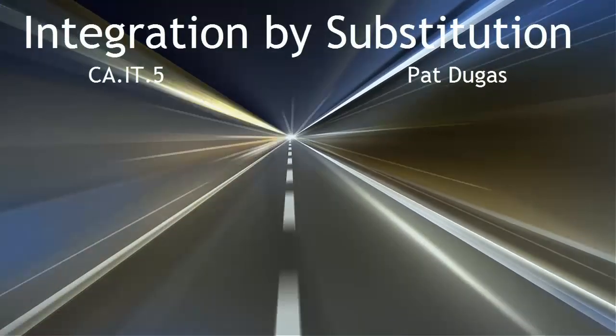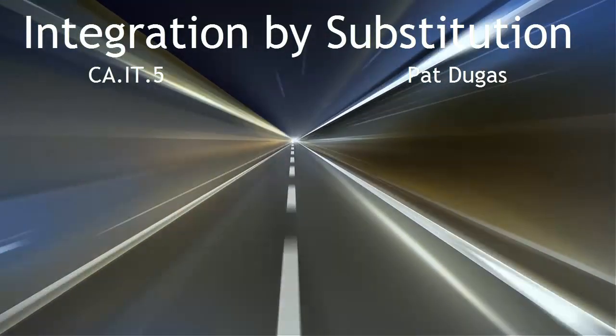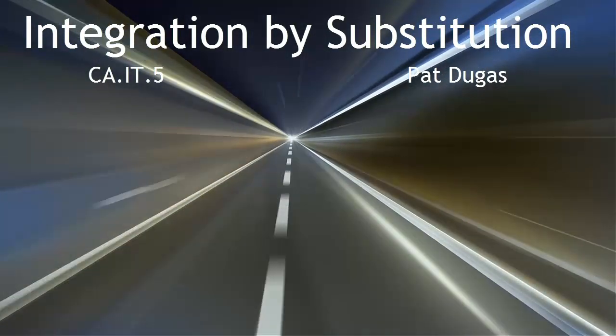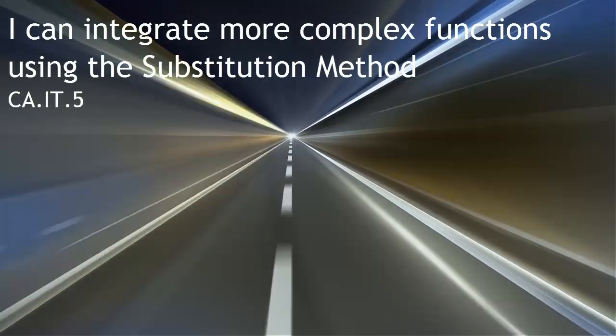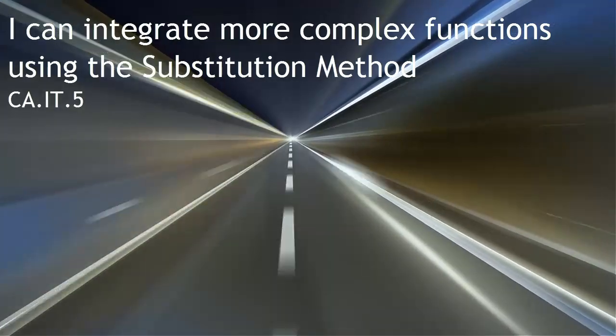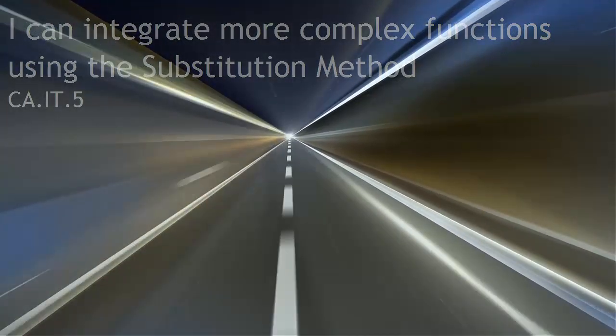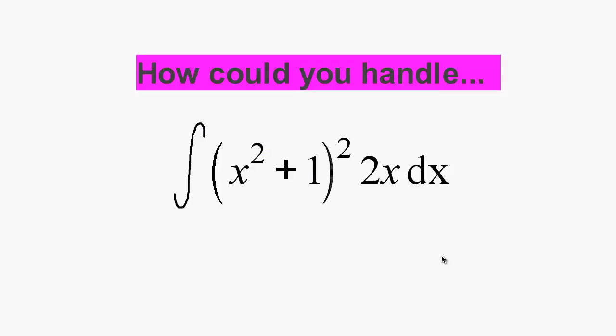The substitution method is a very powerful tool for your integration toolbox, and it allows us to substitute for more complex things and make them simpler so that we can integrate them, functions we would not otherwise be able to integrate. So how would you analytically integrate this function? The integral of the quantity x squared plus 1, squared, times 2x dx.